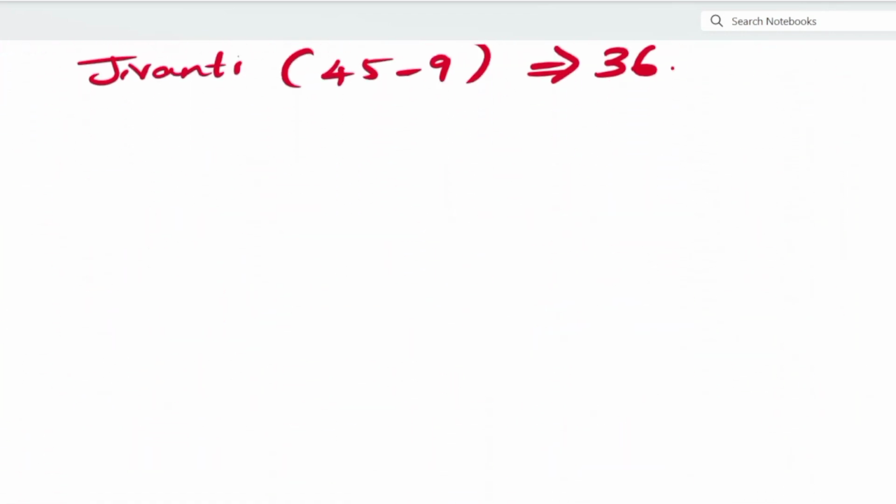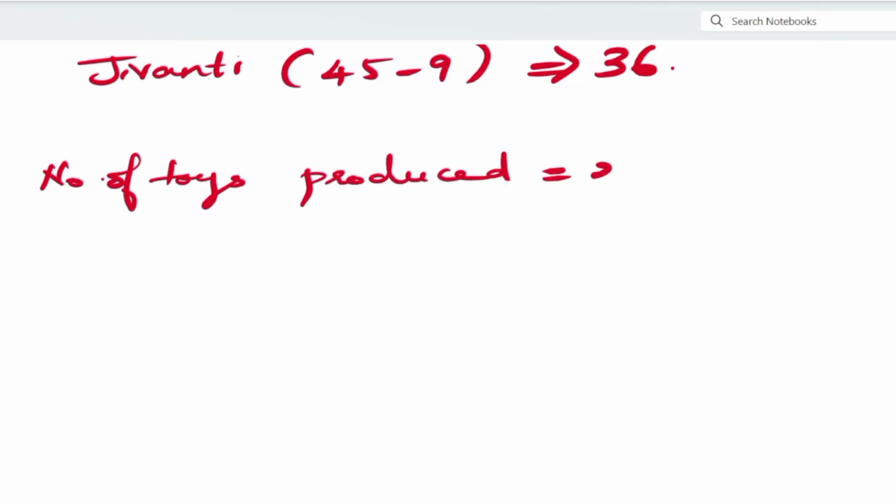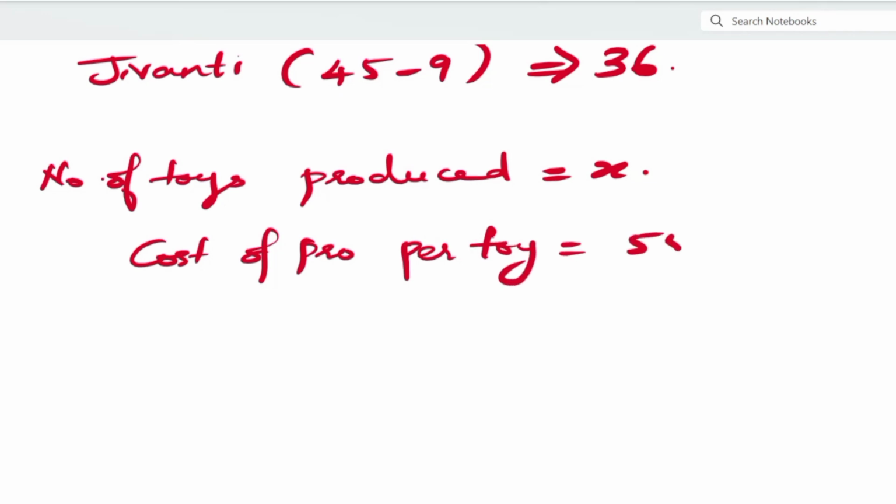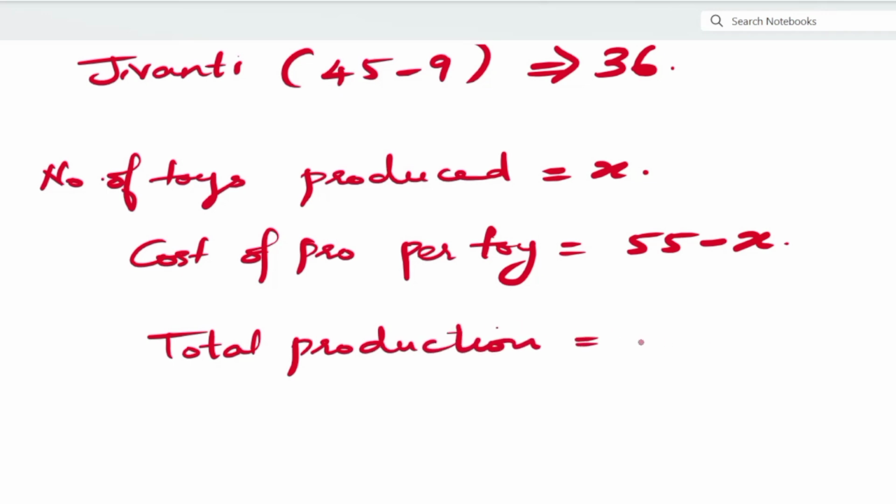So the second question: number of toys produced is x. So cost of production per toy will be equal to 55 minus x. Okay. So the total production cost they have given in the question is 750, that is rupees 750.